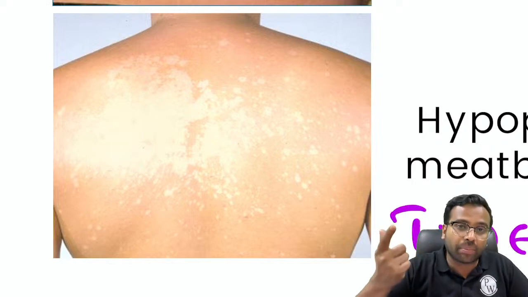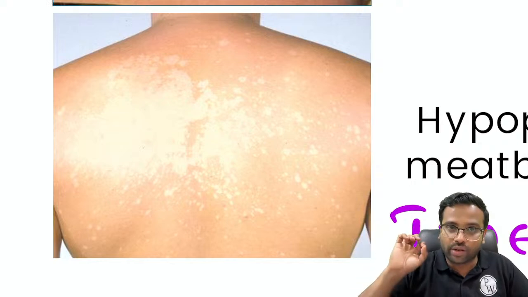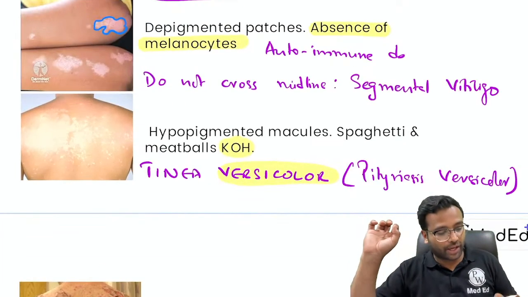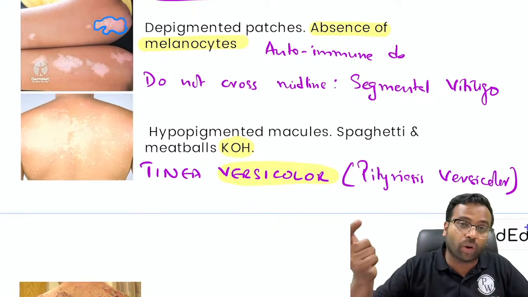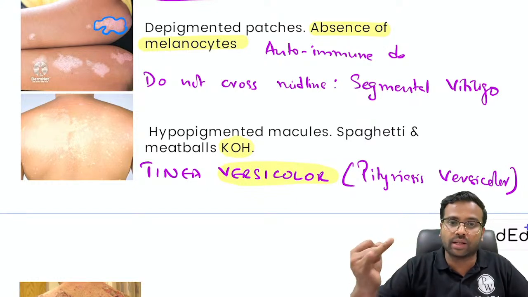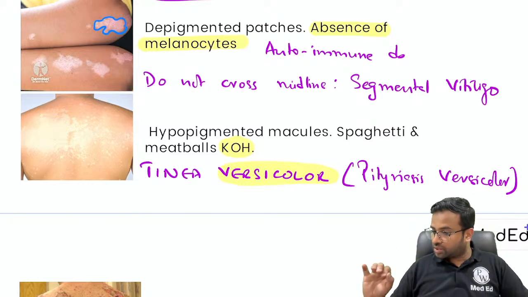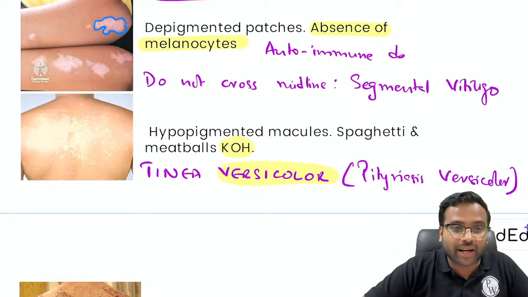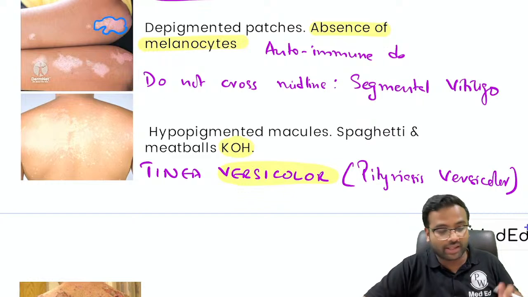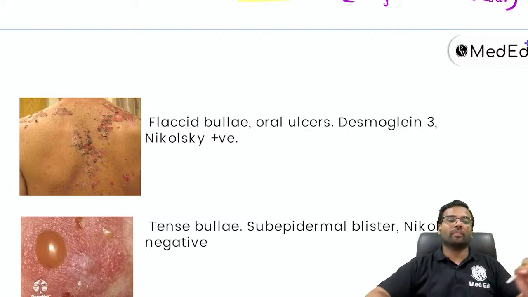It can be either hyperpigmented or hypopigmented. So don't get confused if you see a hyperpigmented lesion. Even if it is hyperpigmented, if the KOH is showing spaghetti and meatballs, which means the fungal hyphae as well as the spores together, the answer is going to be Pityriasis versicolor. So good going, whoever is answering it right. I hope you are able to revise and recollect all those things which you have learned. Now let's move to the next image.